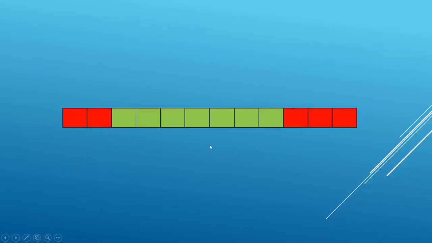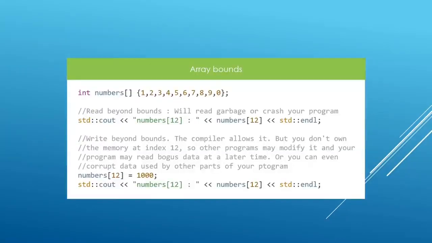And we have green slots for these elements, and these are the locations we are allowed to manipulate in our C++ program. If we try to go out of bounds, for example, if we try to modify something before our array or after our array, it might be a memory location that is owned by another program. It might be a memory location that is even being used by the operating system. So bad things can really happen if you try to use data that is outside the bounds of your array. Let's try to look at a simple example here.